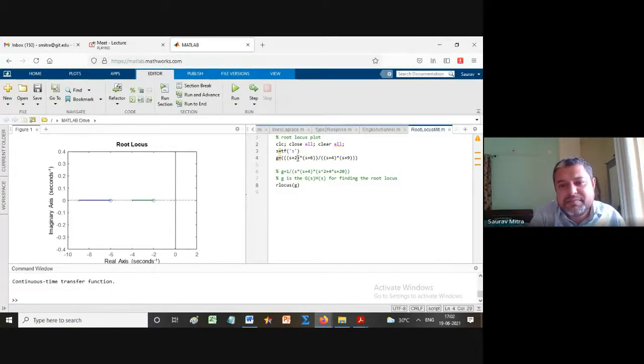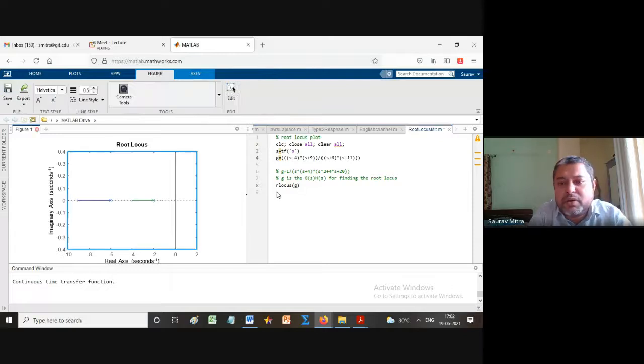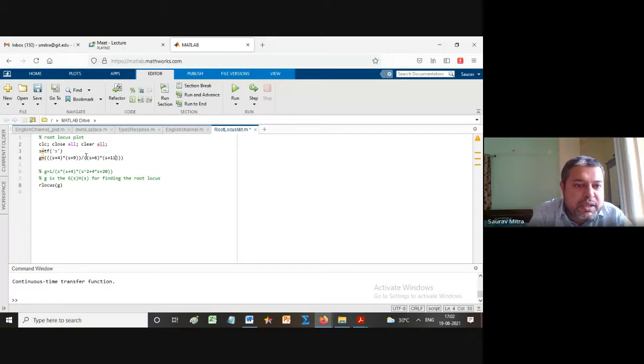If we do the reverse, so if we make this 4 and this 9, I make it 4 and 9, and then this is 6, and this is 11, like this. Then what happens? First I have made a 0, then a pole, then a 0, then a pole. This was the previous case, let's change it a little.